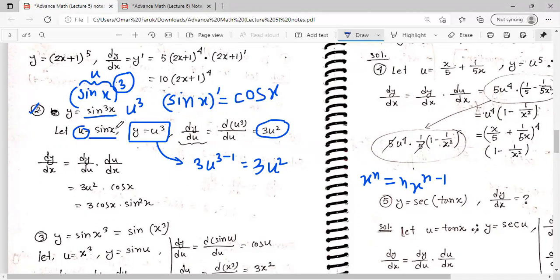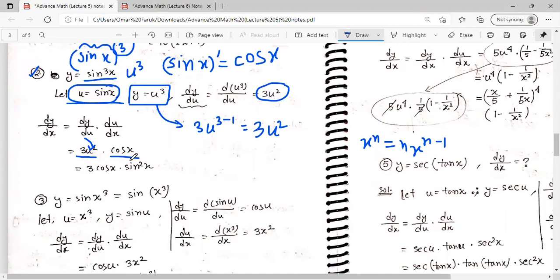Now we have to find the derivative of the inner function, or derivative of u. This is our u, so the derivative of sine x will be cos x. So it will be 3u square into cos x. And now we substitute u here. We know u is equal to sine x. Here u square means sine square, and this cos x is here.